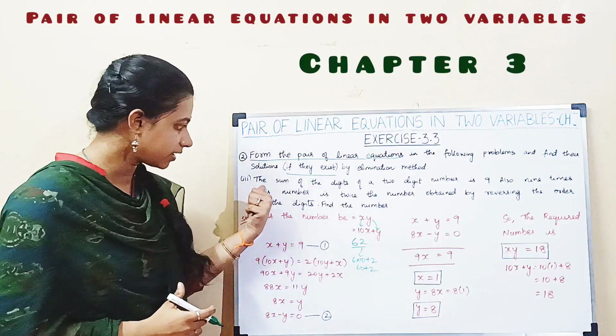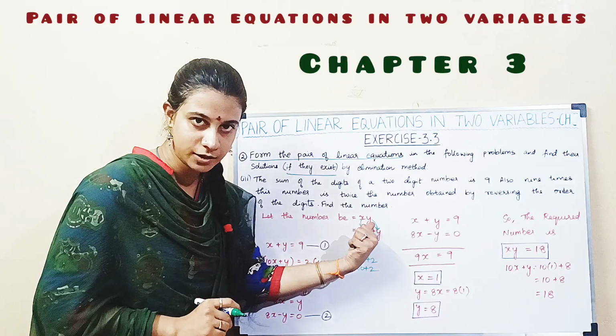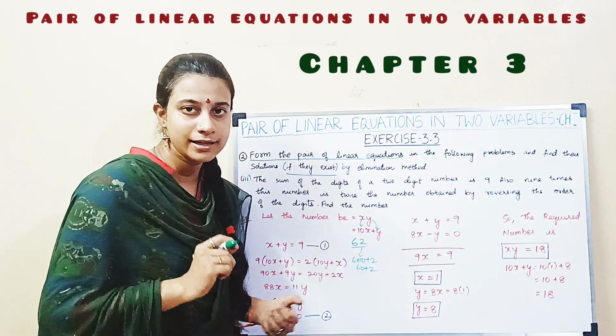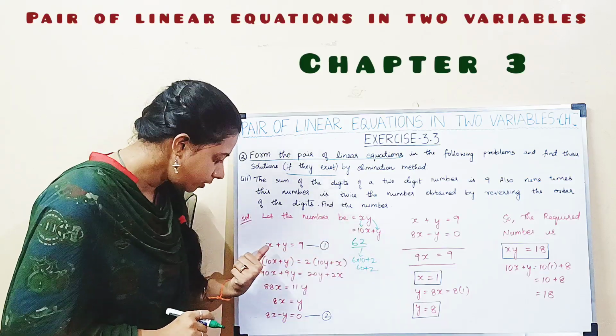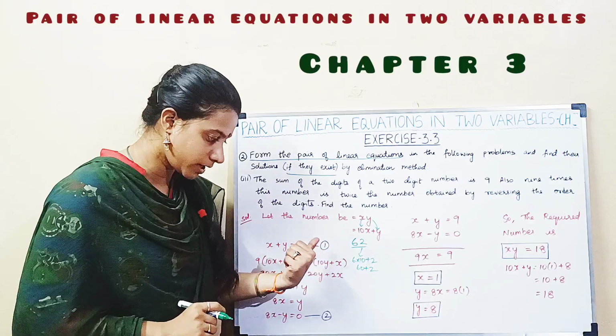Now let us see both the conditions given. Coming to the first condition, the sum of the digits of a 2-digit number is 9. Here the digits are x and y. Y is the 1's digit or the units digit, and x is the 10's digit value. So what we will do, x plus y is equal to 9. We will take this equation to be equation 1.